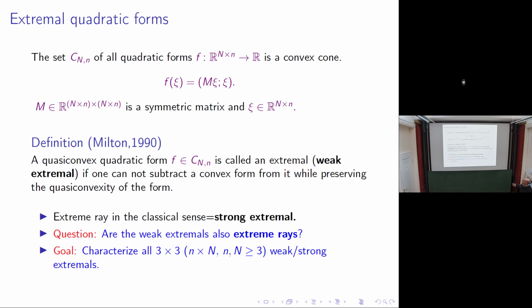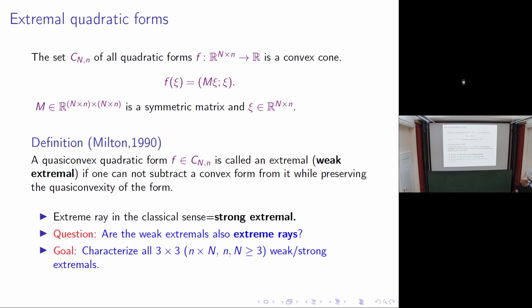So these are weak extremals, when you cannot separate a perfect square, and the extreme rays we will call strong extremals, that are not separable at all. The general question is whether weak extremals and strong extremals are the same in any dimensions. I think in higher dimensions this is almost obvious, but in 3 by 3 it is not obvious. It is not straightforward at all.